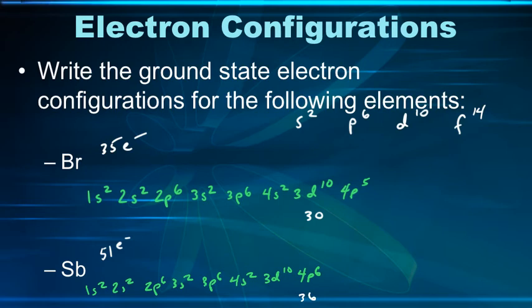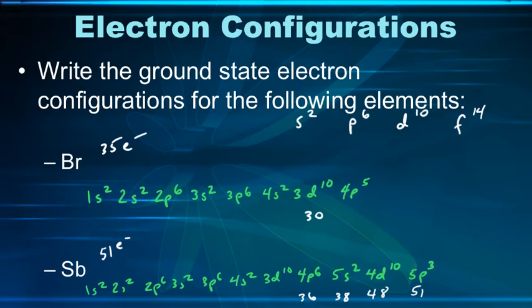We've got to get out to 51. After 4p is 5s. That can hold 2. Okay, now we're up to 38. I'll keep a running tally down here at the bottom. After 5s2 will be 4d10. Okay, and that gets us up to 48. So we're getting close. And the last one here, so now we're up to 5p. We don't need all 6, we only need 3 of them to get us to 51. So that would be our ground state electron configuration for bromine and antimony.